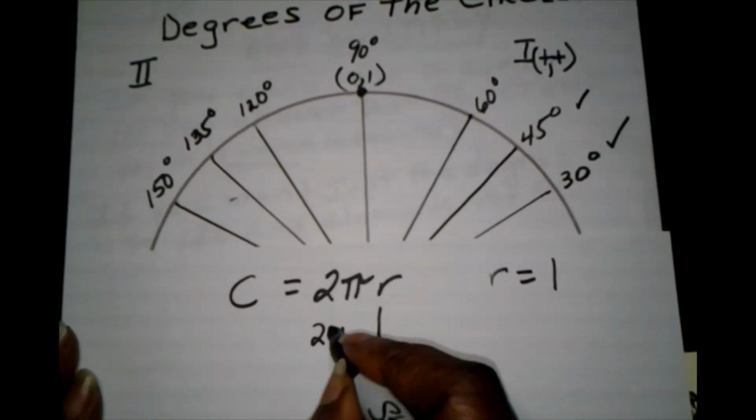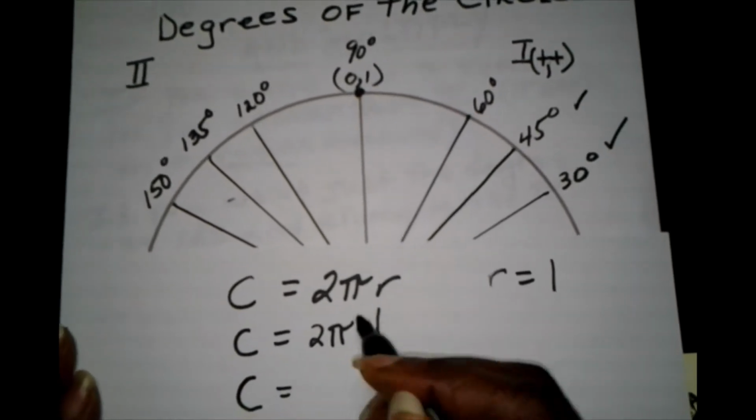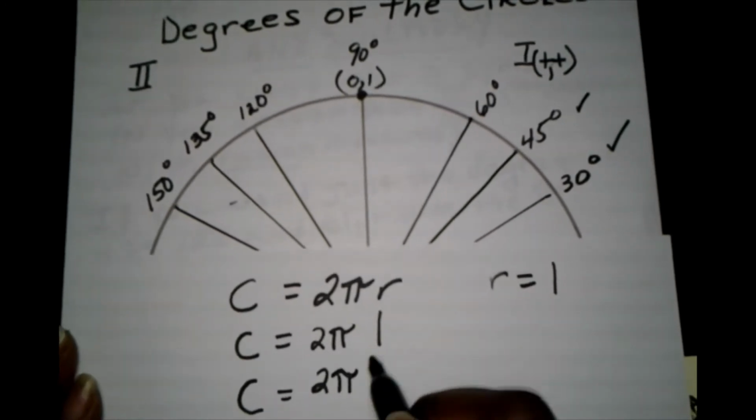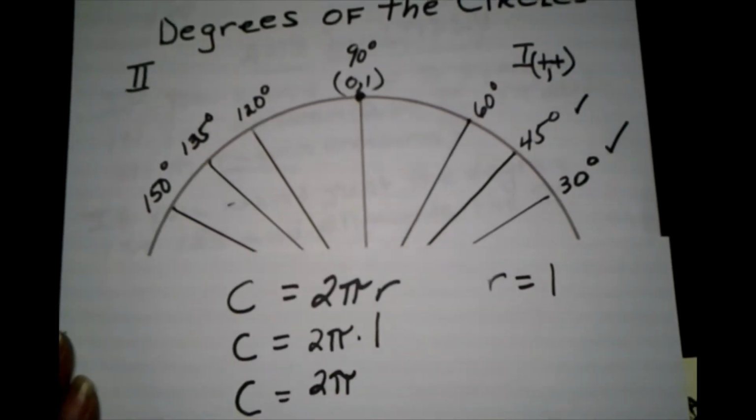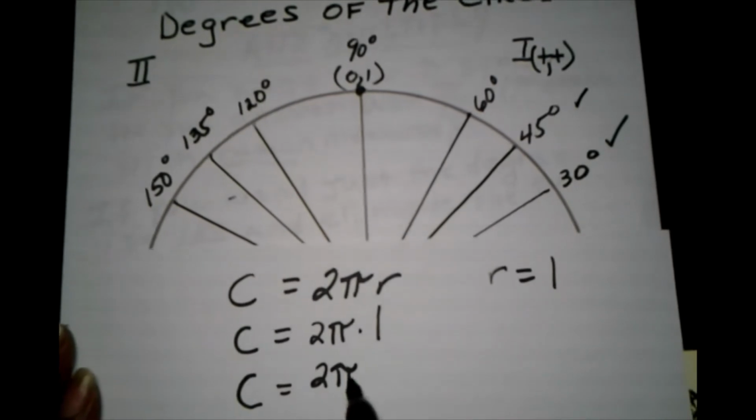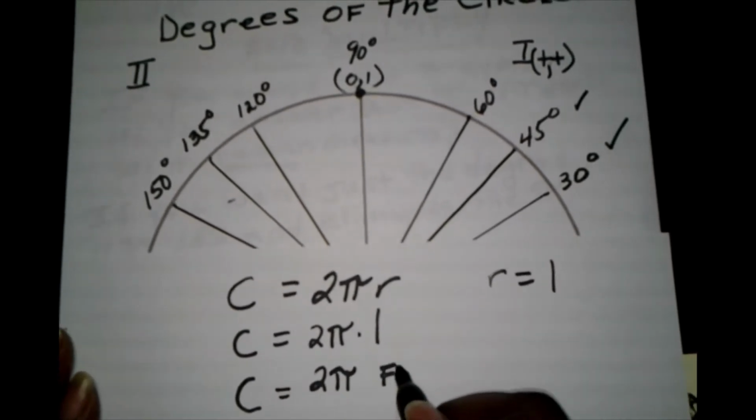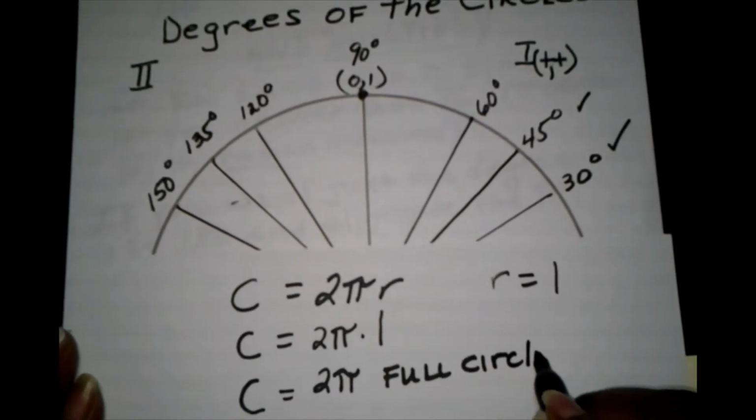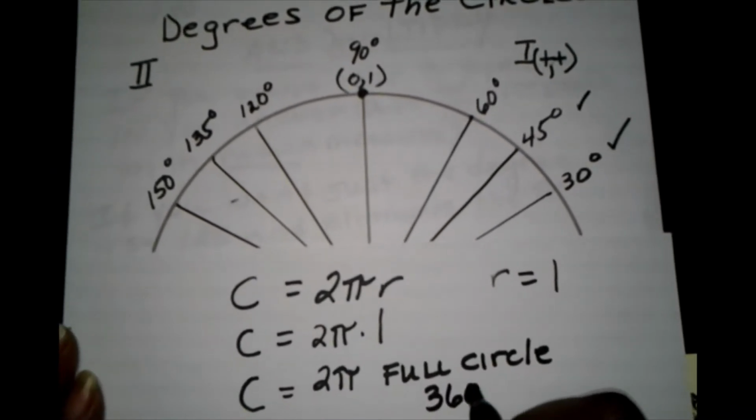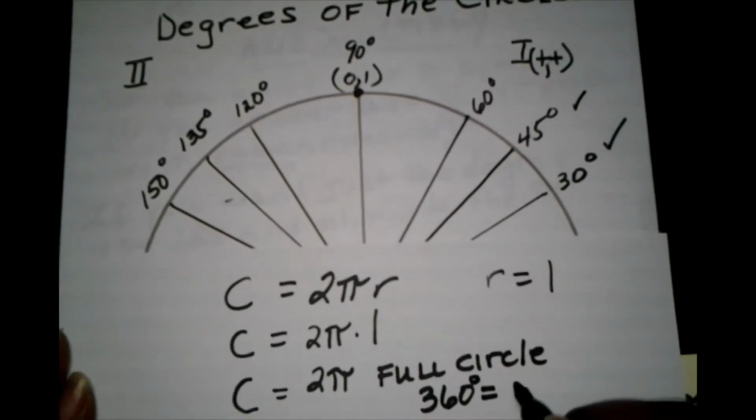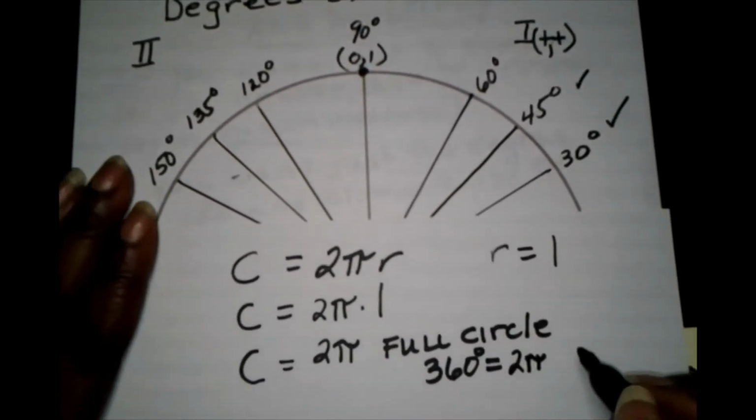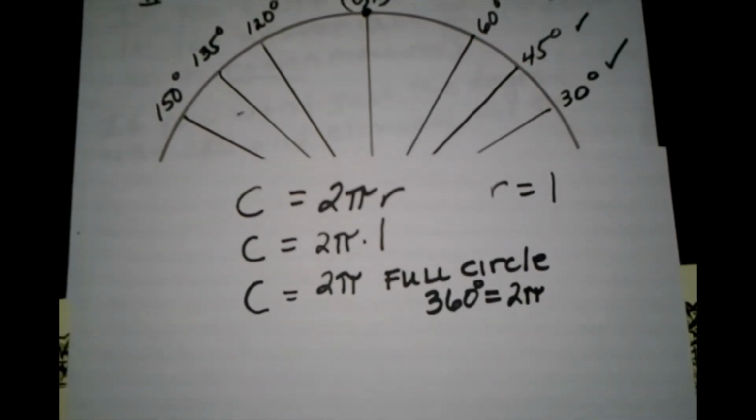So if 1 is the radius, let me just write that in, 2 pi, radius equals 1, that must mean my circumference of the circle is, because if I multiply all this, 2 pi, because 1 times anything will give us just that anything, right? So that means the full circle, that's 360 degrees, equals 2 pi. So we already have our first bit of information for our circle.